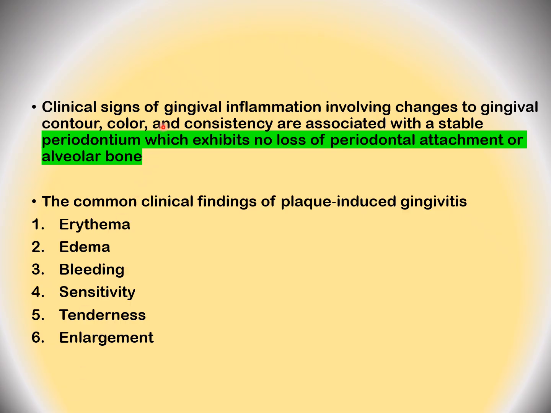In plaque-induced gingivitis, we see clinical signs of inflammation such as changes in contour, color, and consistency, but the periodontium exhibits no loss of periodontal attachment or bone loss. The common clinical features include erythema, edema, bleeding, sensitivity, tenderness, and gingival enlargement.